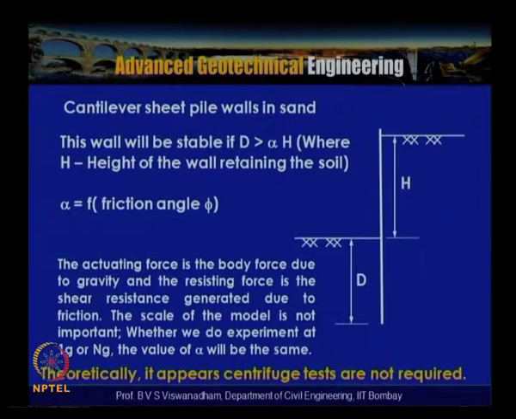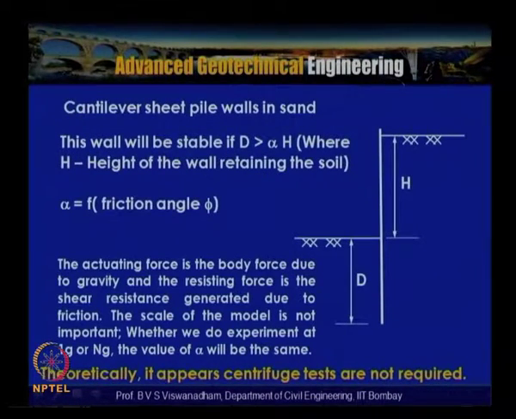So let us take cantilever sheet pile walls in sand. Let us assume that we have a retaining wall with retaining height h, and d is the embedded depth, and this is the dredge surface. If d is small, that is if d by h is small, there is a possibility that instability comes into the picture. So the wall will be stable if d is greater than alpha times h, where alpha is a function of the friction angle phi, and h is the height of the wall retaining the soil.